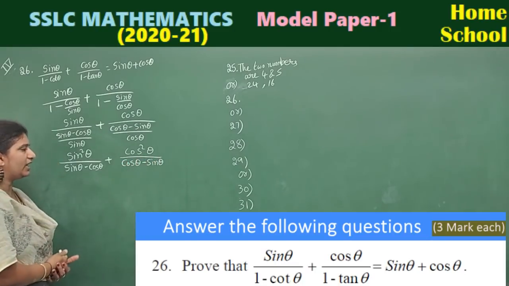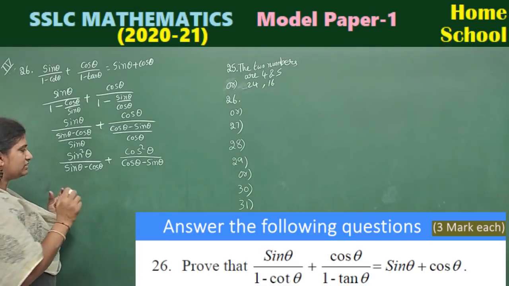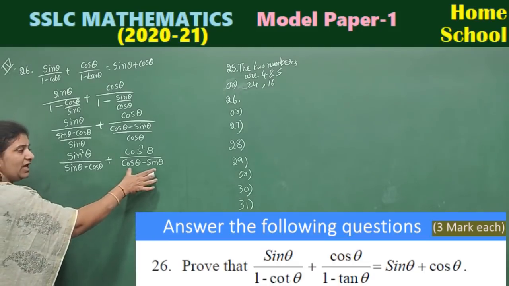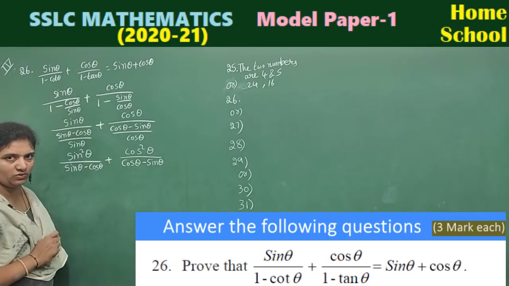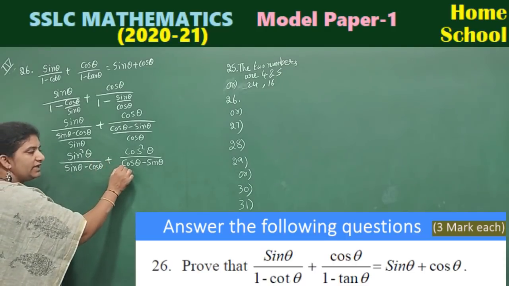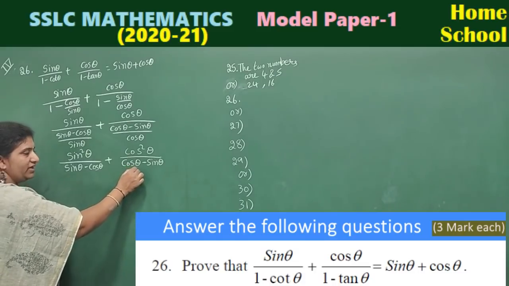Now further I cannot do anything. Just think over here. If I am able to change this one, then I can do LCM of these two. How can I change? Take out the negative sign common in this.